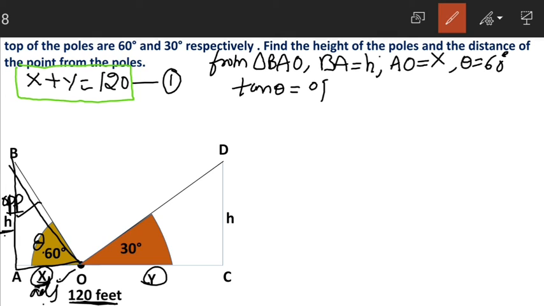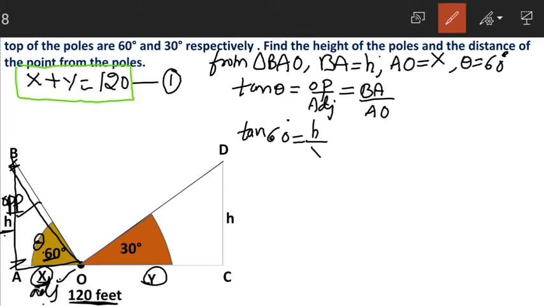Tan theta is nothing but opposite by adjacent. Here opposite is BA by adjacent AO. Now write the values. Theta is 60 degrees. Tan 60 degrees is equal to BA, that is H by X. Now tan 60 degrees is nothing but root 3. So we know that root 3 is equal to H by X.